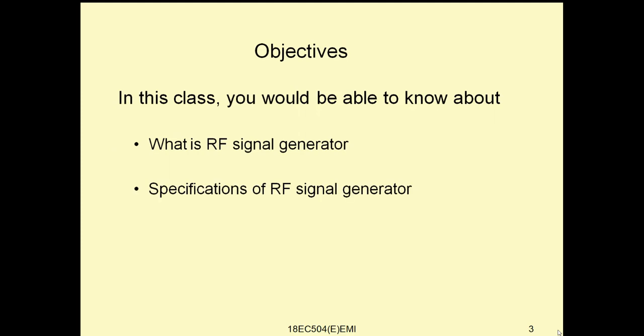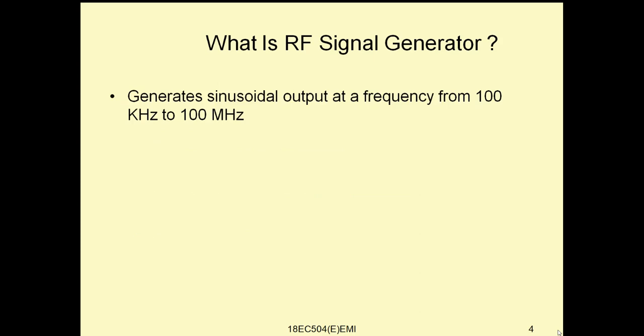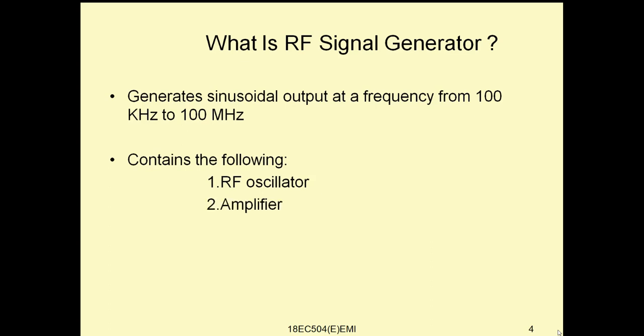In this class, we are going to discuss the specifications and applications of the RF signal generator. So what is an RF signal generator? It generates a sinusoidal output at a frequency from 100 kilohertz to 100 megahertz. The basic blocks, which we have already discussed, I am briefly writing again: the RF oscillator and amplifier, calibrated attenuator and output level meter.